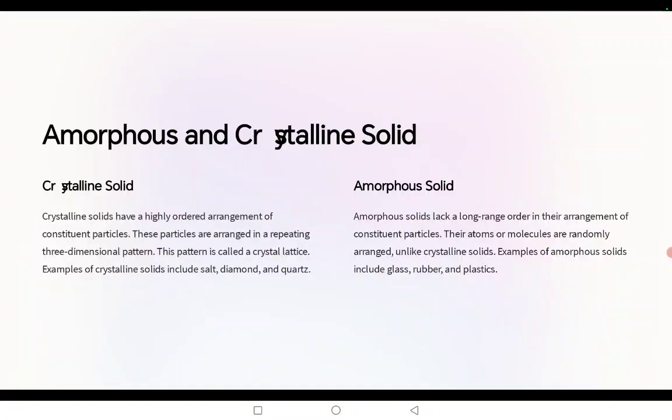Amorphous solid. Crystalline solids have a highly ordered arrangement of constituent particles, but amorphous solids lack long range order in the arrangement of constituent particles. The atoms or molecules are randomly arranged in amorphous solids. Some examples of amorphous solids are glass, rubber and plastics. On the other hand, examples of crystalline solids are diamond, quartz and salt.